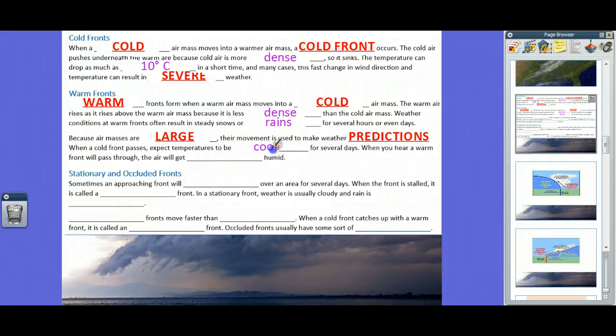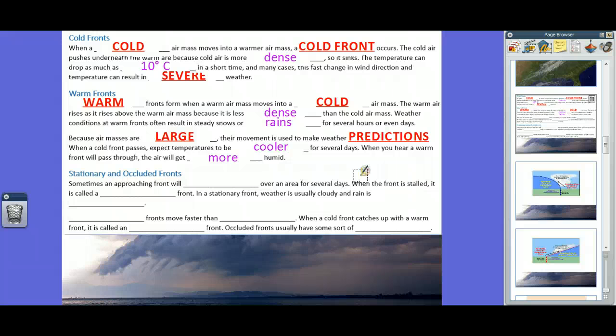So when a cold front passes, just expect temperatures to be cooler for several days. Even if it's a Pacific front, it won't be cold, it'll be cooler rather. And when a warm front passes through, the air will get more humid, because cool air is oftentimes associated with dry air. But just to clear up a misunderstanding you might be having, a maritime polar air mass is still drier than a tropical maritime air mass, because in the tropics there's more humidity.